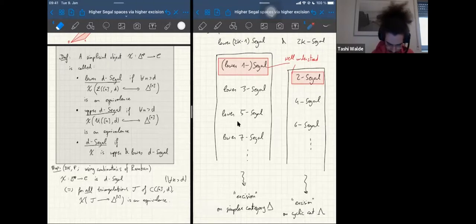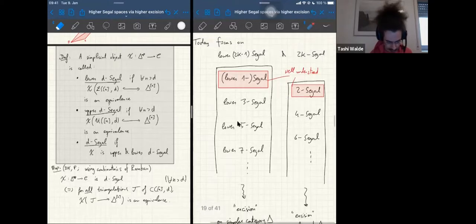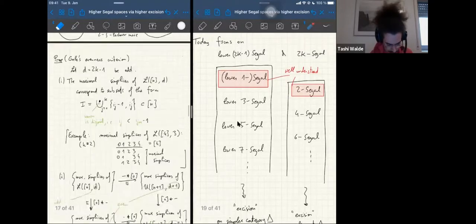But it turns out that this hierarchy on the left is related to a form of excision on the simplex category, and this hierarchy on the right is related to a similar form of excision, but now not on the simplex category, but on the cyclic category. I will say a bit more about what the cyclic category is when I come to that point. So let me keep this slide up now so you know what we're trying to do.